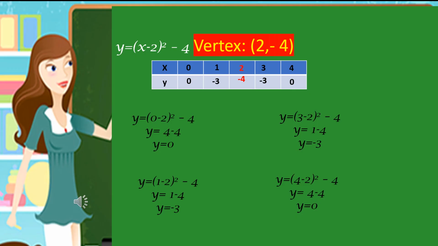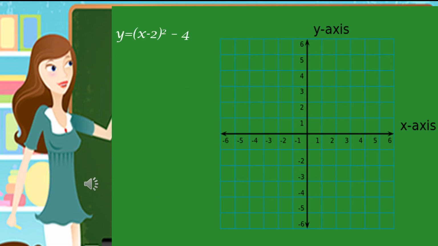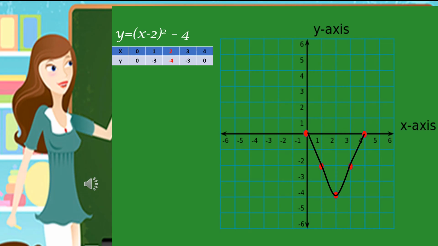So we have now the table of values: (0, 0), (1, negative 3), (2, negative 4), (3, negative 3), and (4, 0). Now that we have the table of values, we can plot it. So we have (0, 0), (1, negative 3), (2, negative 4), (3, negative 3), (4, 0). Then connect the points to form the parabola.